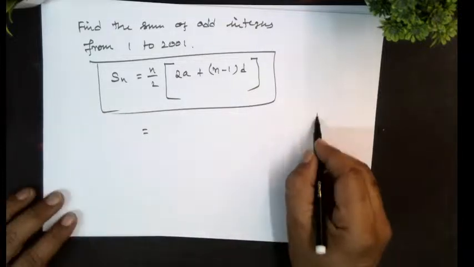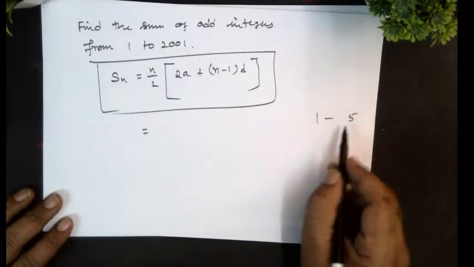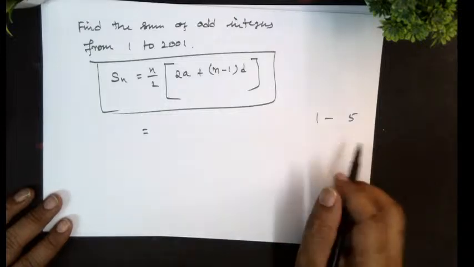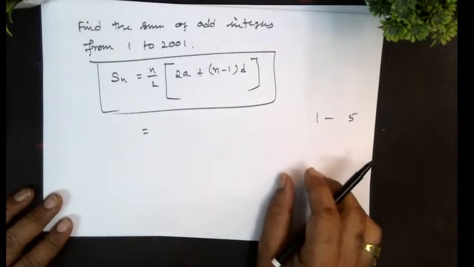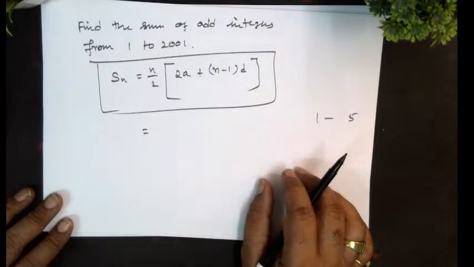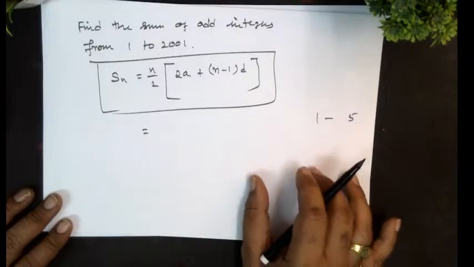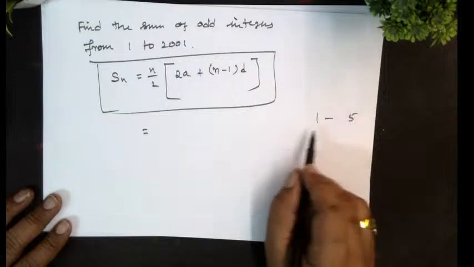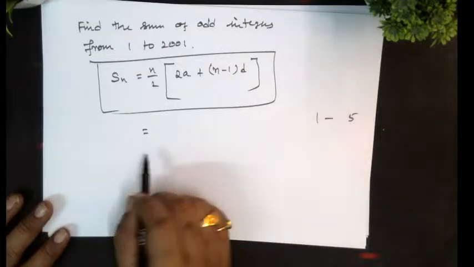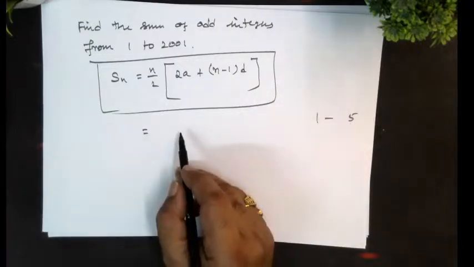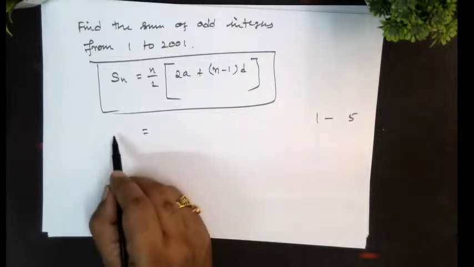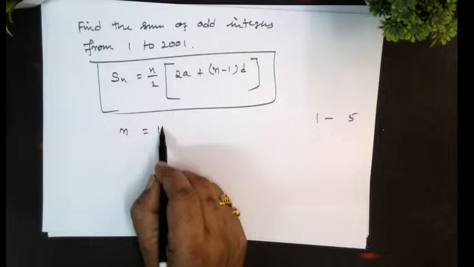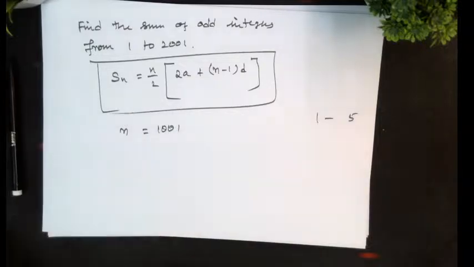For example, 1 to 5. How many terms will be there? You cannot take only the even numbers, because the natural numbers are nothing but the combination of odd numbers and even numbers. So you should establish like this: a is equal to 1, and n is equal to how much? 1001 terms will be there. Okay, take down.